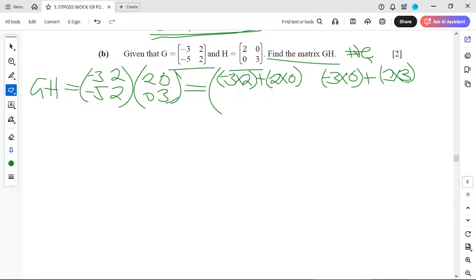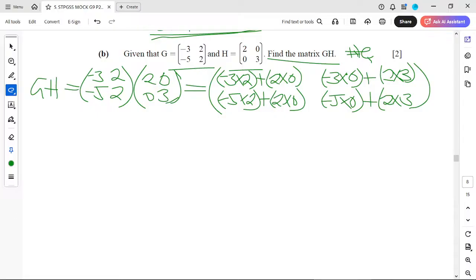Now we come to the second row in the first matrix, where we multiply negative 5 by 2, plus 2 by 0. Then again we open bracket, we multiply negative 5 by 0, close bracket, plus 2 by 3, then close bracket, like that. Next we're going to evaluate that.